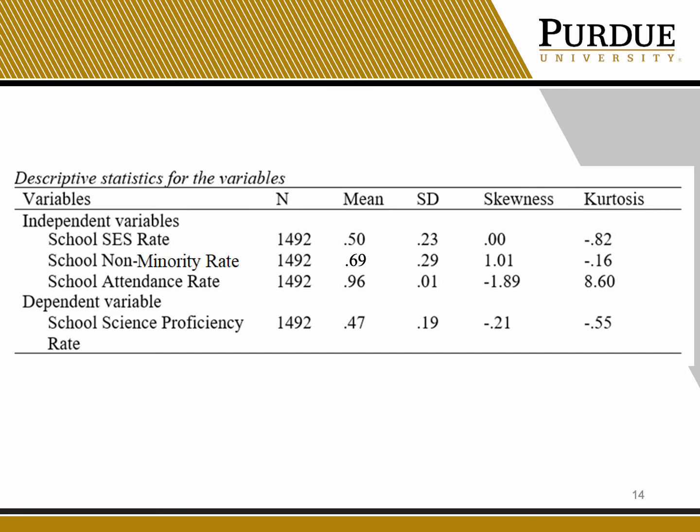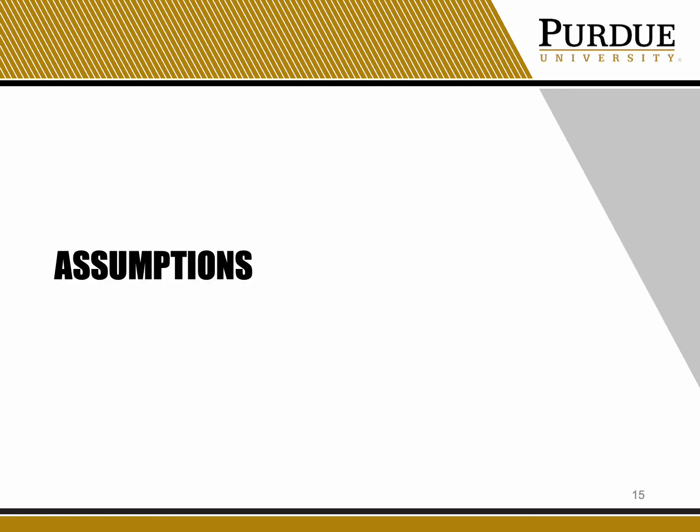Here are our descriptive statistics for the variables. In total, we had 1,092 schools after data cleaning and excluding schools with missing variables. It seems that there is no issue with skewness and kurtosis except the minor issue with the school attendance. Before moving towards the statistical analysis, we tried to meet the regression assumptions.